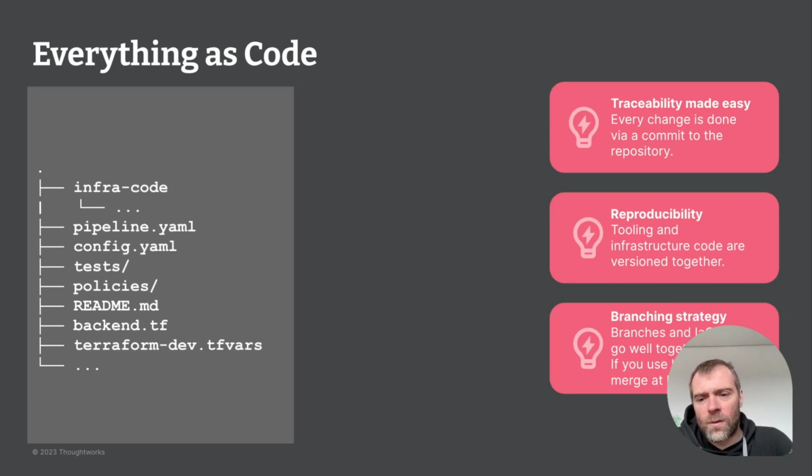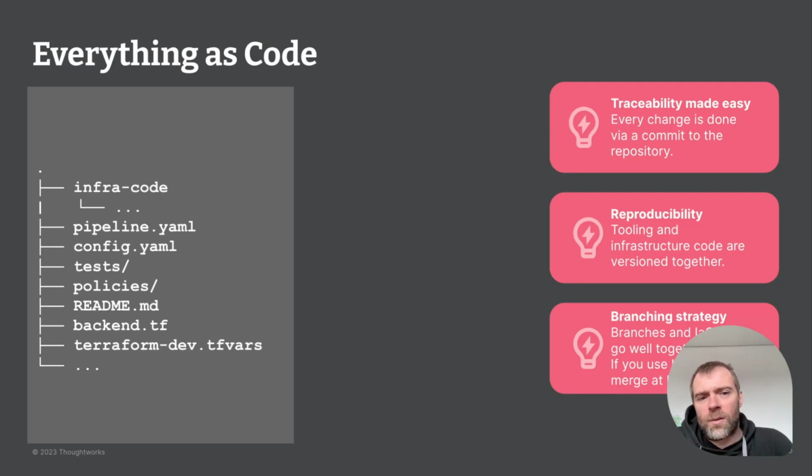All this is stored in a repository, which gives us traceability more or less for free, because every change that is done to this repository or to your code base is actually tracked as a commit in the repository that has an author, that has a date, that can have a tag once it's deployed to an environment. And by that, you have a nice history of who applied which changes to your infrastructure.